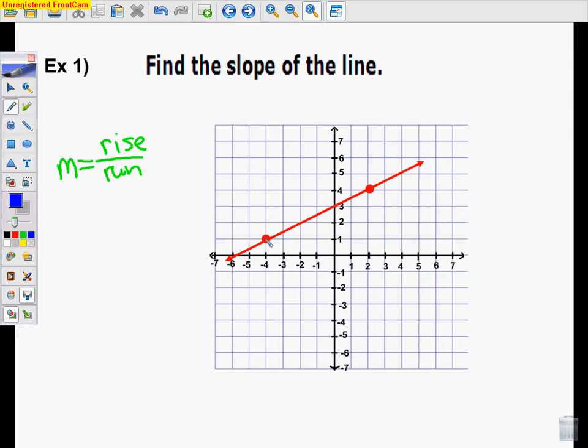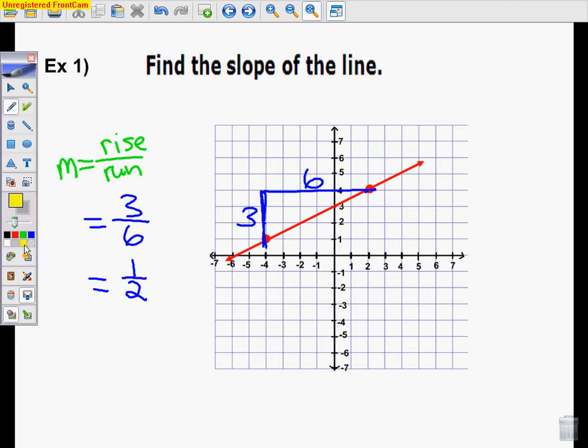So to go from this point to this point, we had to go up 1, 2, 3. So our rise was 3. And then our run is 1, 2, 3, 4, 5, 6. So we went over 6. So the rise was up 3, the run was 6, and you always, always, always reduce your fractions. So that reduces down to a half. So the slope of that line is 1/2.